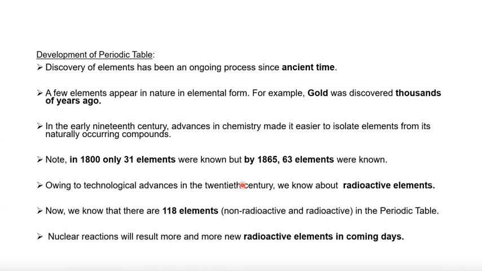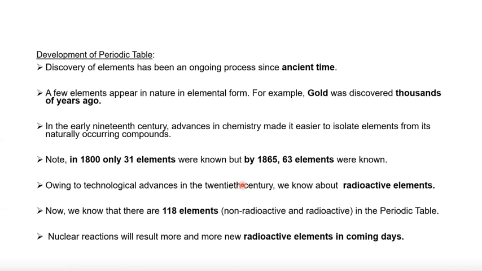You know, there are few elements in nature that we got in elemental form. For example, gold. That was discovered thousands of years ago. But because chemistry was not advanced and it was not easy to isolate elements, it took time. In the 19th century, we had enough instrumental facilities. Therefore, it was easy to isolate elements and discover them from the compounds in which they occur.